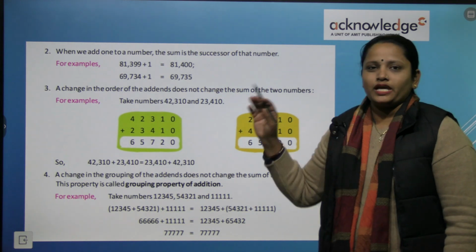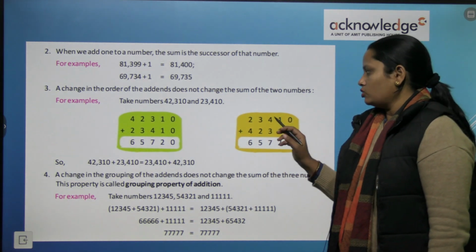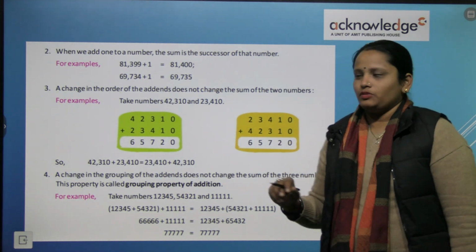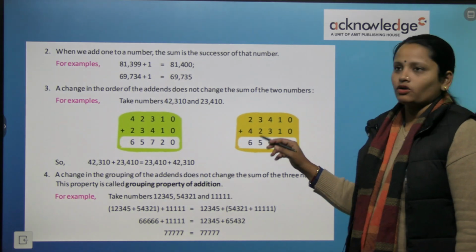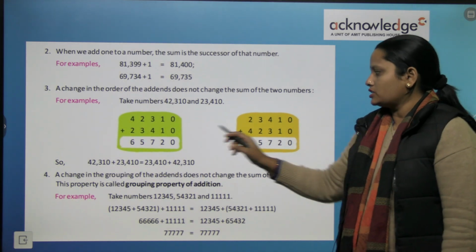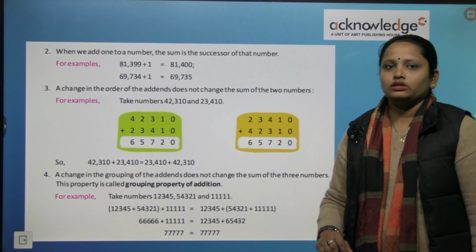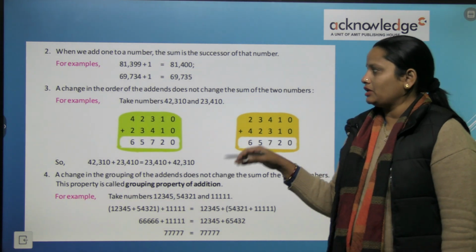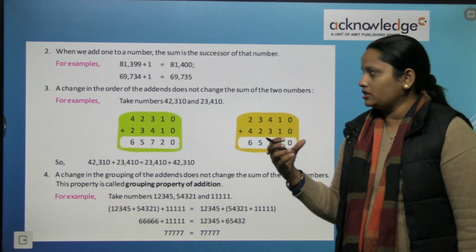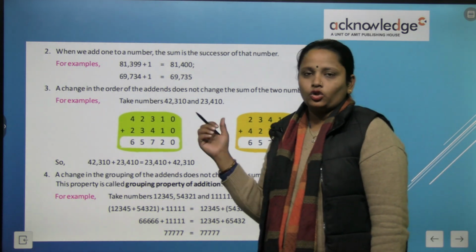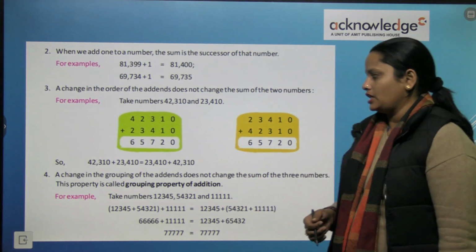So इन दोनों की place को हमने change कर दिया है. तो दोनों के place change करने के बाद भी क्या answer आया, 65,720, which is the same in both of them. तो इसका ये मतलब है कि अगर हम इनकी position को change कर देते हैं, इनके addends के order को change कर देते, तो भी answer will be the same.